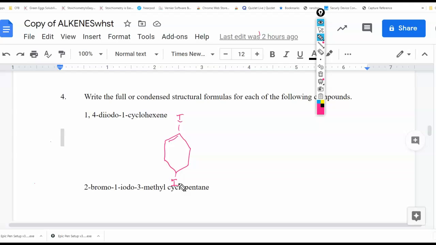Okay, and then I have a 2-bromo-1-iodo-3-methylcyclopentane. So cyclopentane just looks like this, no double bond, and I'm going to have an iodo at the first one, and then I'm going to have a methyl group at the third one, so CH3, and then I'm going to have a bromo group at the second one. So that should be what we drew there.